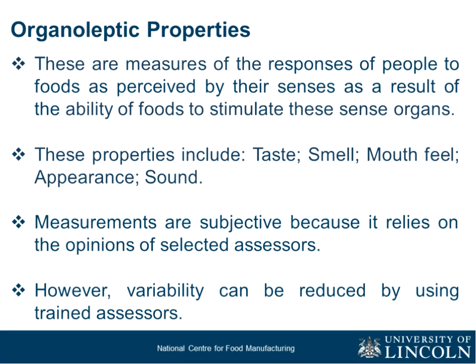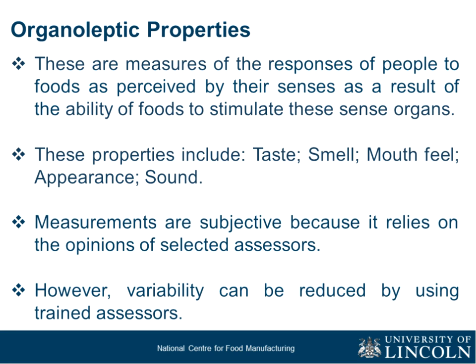Here, we define the organoleptic properties as measures of responses of people to food as perceived by their senses, as a result of the ability of food to stimulate these senses. We have different senses: touch, starting from our hand, our tongue, and our eyes as well. We use all of these to assess the properties of the food. When you bring them together, your taste, your smell, your mouthfeel, the way it appears, the sound, we call them organoleptic properties.